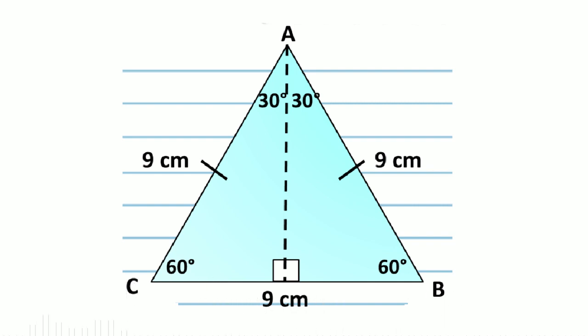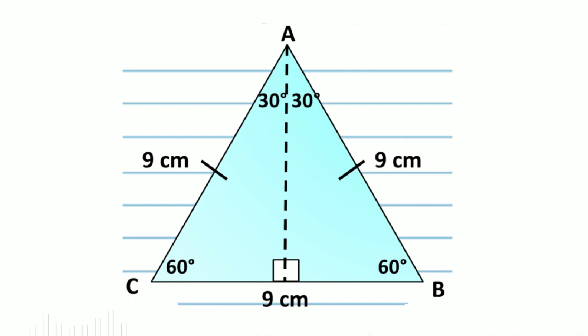Step 2. Draw the height of an equilateral triangle. Using a square, lower the perpendicular from the apex of the triangle to the opposite side. You have plotted the height of an equilateral triangle. It is at the same time its median.